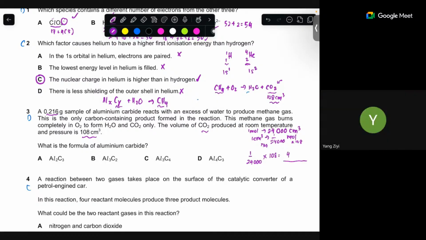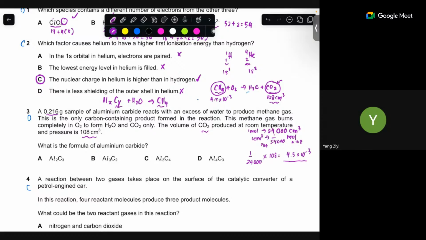4.5 times 10 to the power of negative 3. Okay, we take in this case 4.5 times 10 to the power negative 3. So that is going to be the number of moles. So here, if you have a certain number of moles of carbon dioxide, it means that the number of moles over here must be the same. So this one is 4.5 times 10 negative 3.